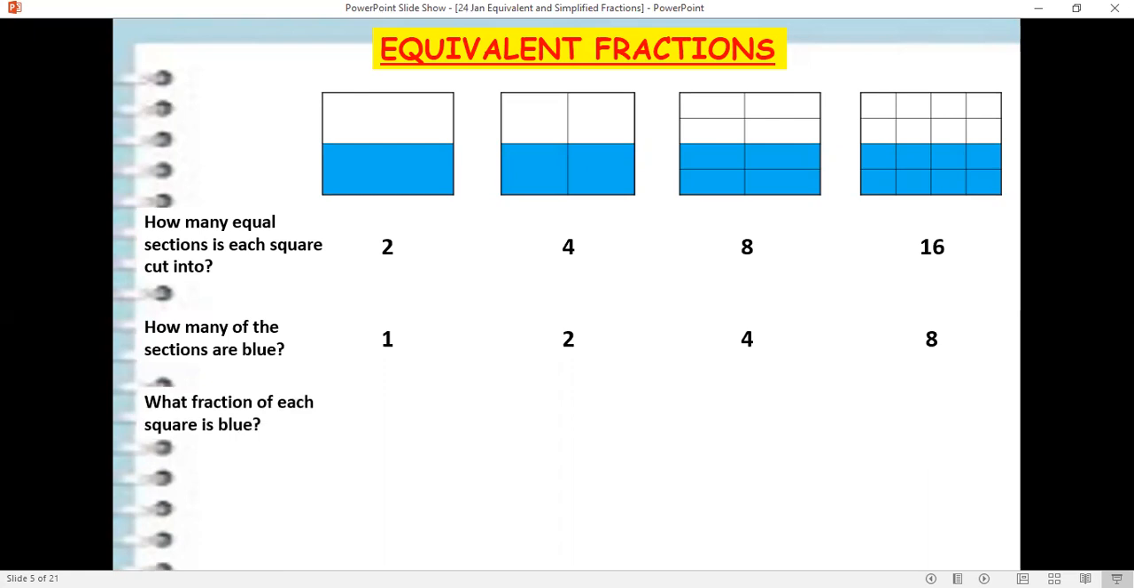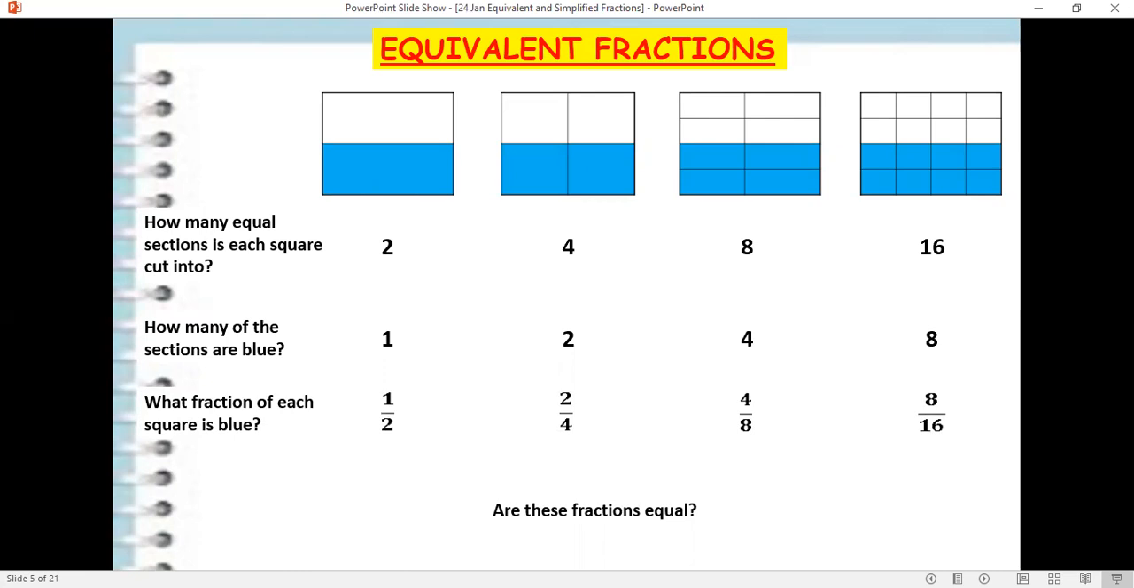So what fraction of each square is blue? So let's see the fraction of its shaded blue. Therefore, it will be 1/2, 2/4, 4/8, 8/16. I want to ask you, are these fractions equal? When do we say fractions are equal?